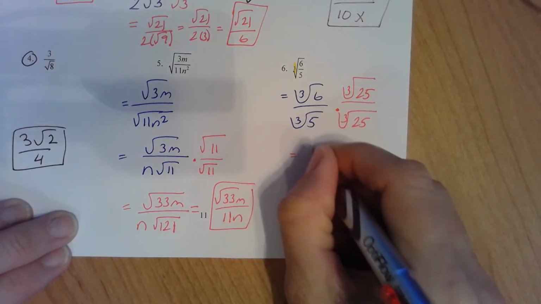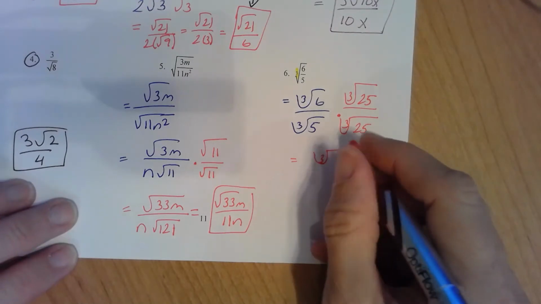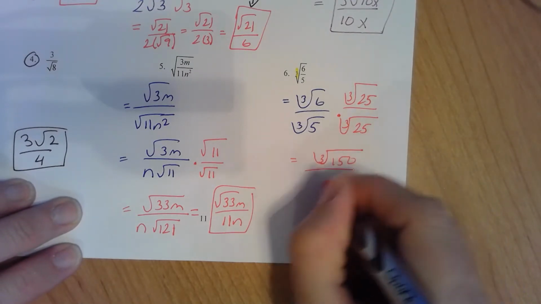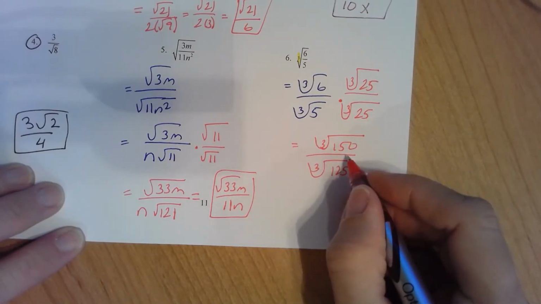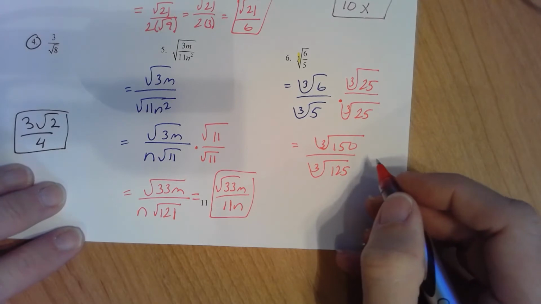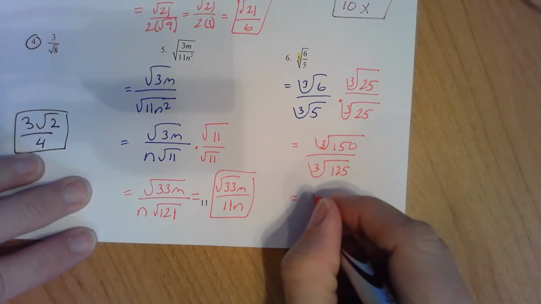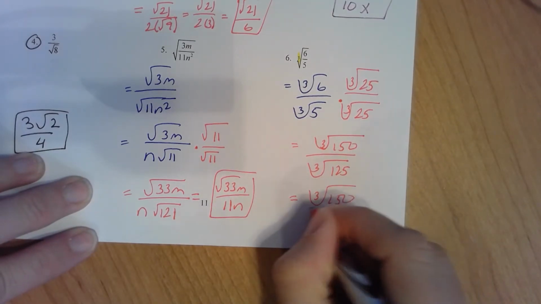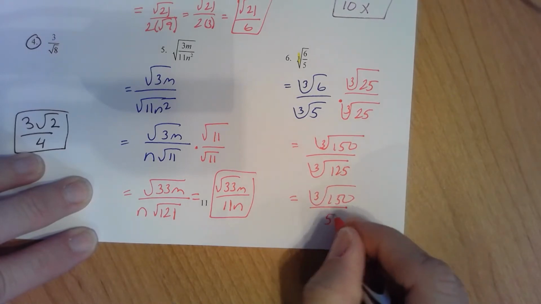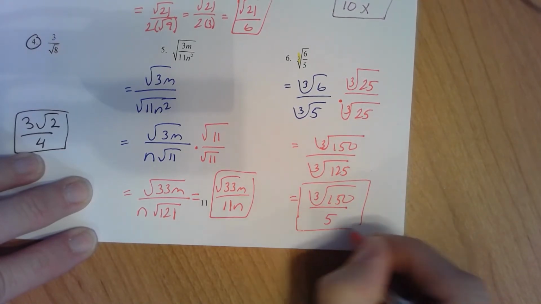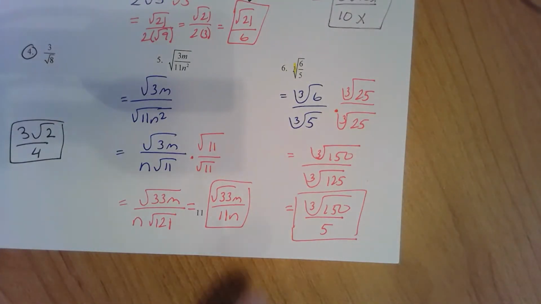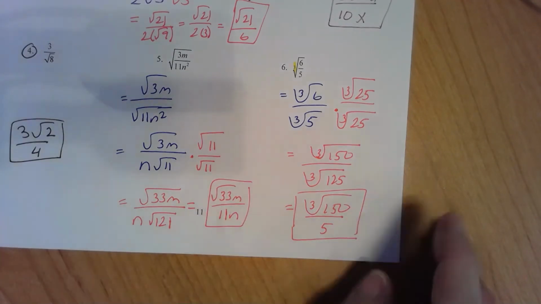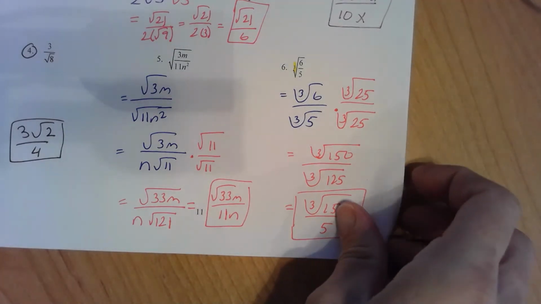So on top we get the cube root of 6 times 25, which is 150, all over the cube root of 5 times 25, which is 125. Now if you do the factor tree on the cube root of 150, nothing can come out, but go ahead and try the factor tree if you'd like. So we get the cube root of 150 all over the cube root of 125, which is 5, because 5 times 5 times 5 is 125. So I would know your cube roots up to 5 cubed. Maybe on your homework you'll go a little bit higher. On the test you probably won't. So make sure you know your nice cubes.